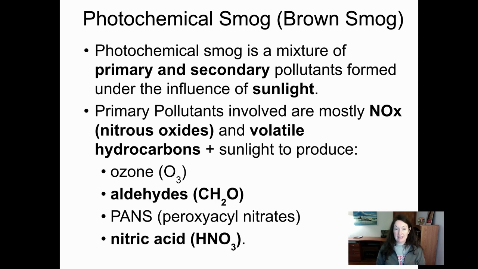When you put sunlight with those, it produces ozone, aldehydes, PANs or nitrates. I don't even know how to say that word. And then nitric acid, which obviously we don't want acids in our atmosphere or even in our clouds. And that will actually end up becoming part of acid rain. Pause the video if you need a moment to finish up copying this slide.